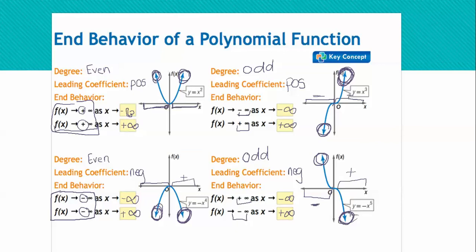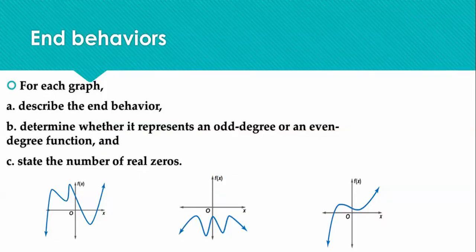Okay, so this was the major concept of 5.3. Now we're going to look at some problems that ask us about end behaviors. For each of these graphs, we're going to describe the end behavior. Then we're going to talk about, is it an even function or an odd function? And we're going to state how many real zeros we have.